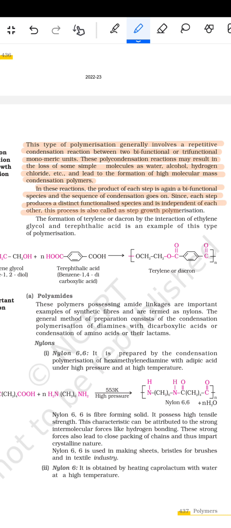This process is also called step growth polymerization. The formation of terylene or Dacron by the interaction of ethylene glycol and terephthalic acid is an example of this type of polymerization.